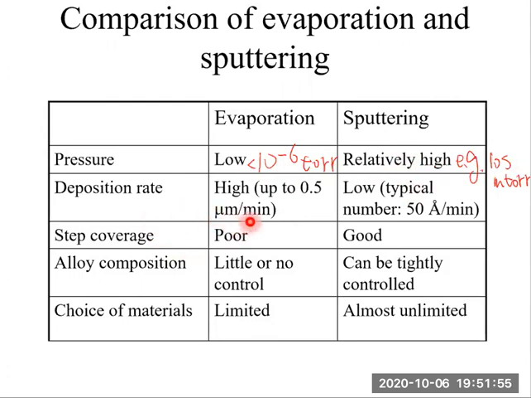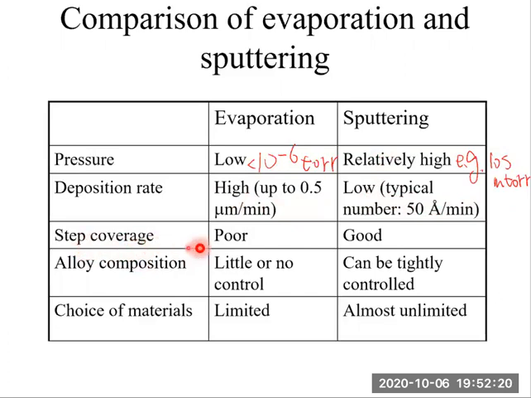Deposition rate. Evaporation has a high deposition rate, right? Up to 0.5 micron per minute or even higher. Sputtering typically is very low. A typical number is 50 angstrom per minute or 5 nanometer per minute. It's lower than that of evaporation.